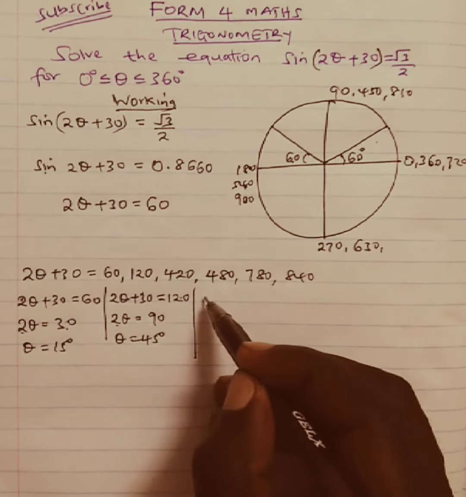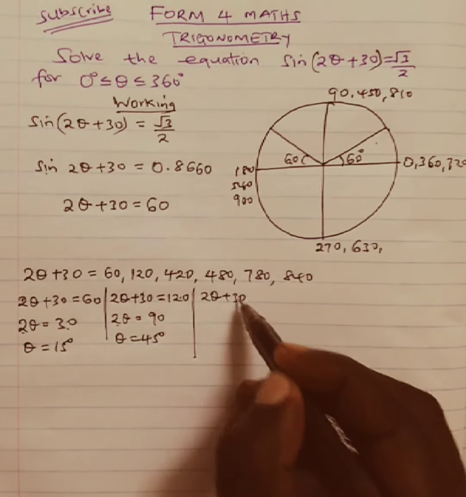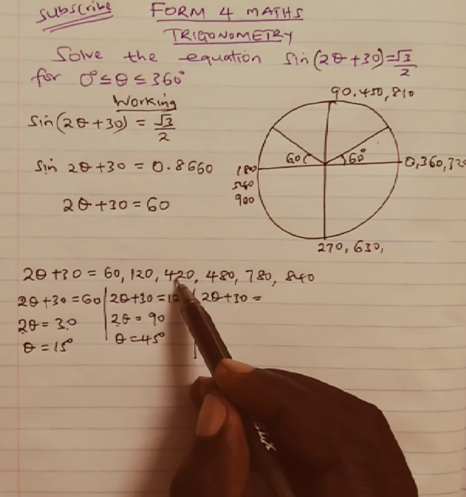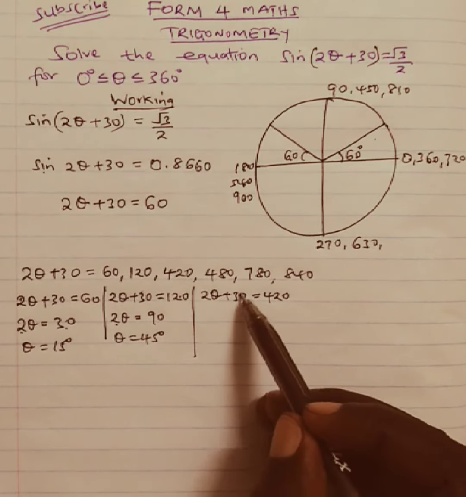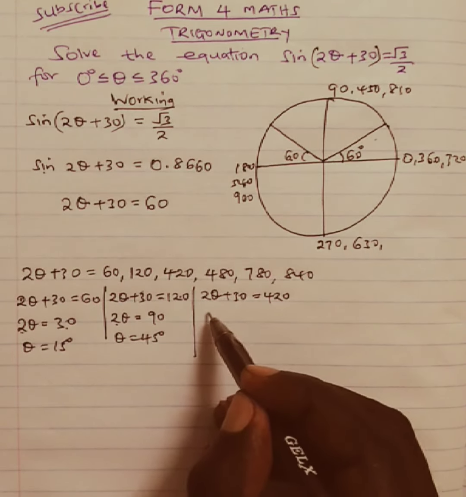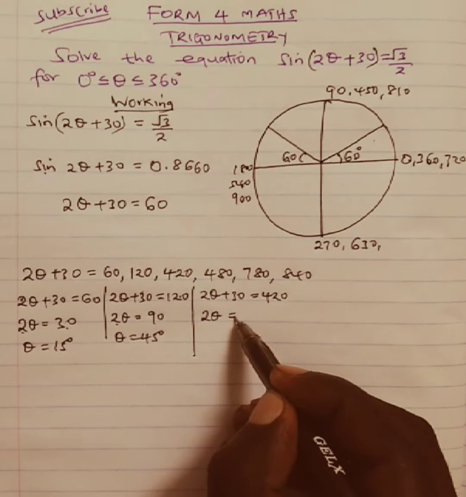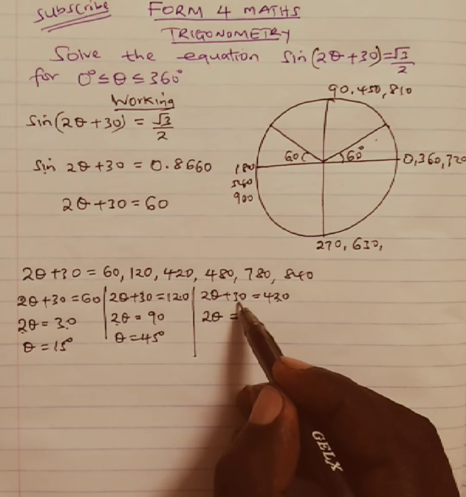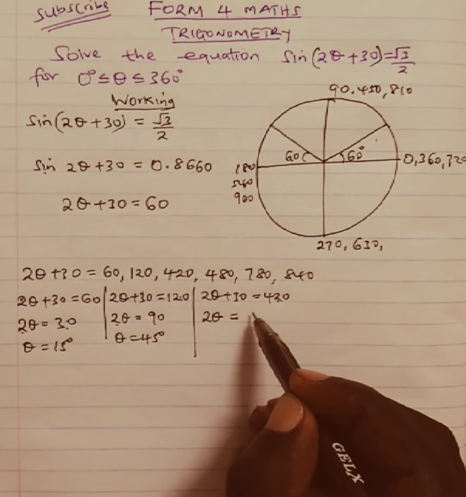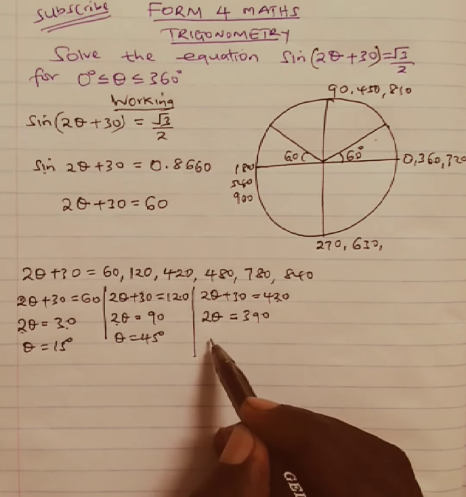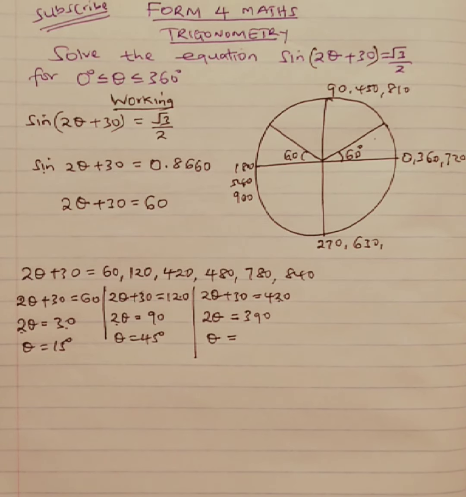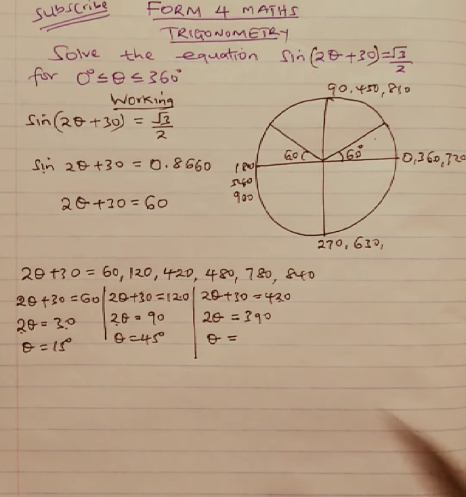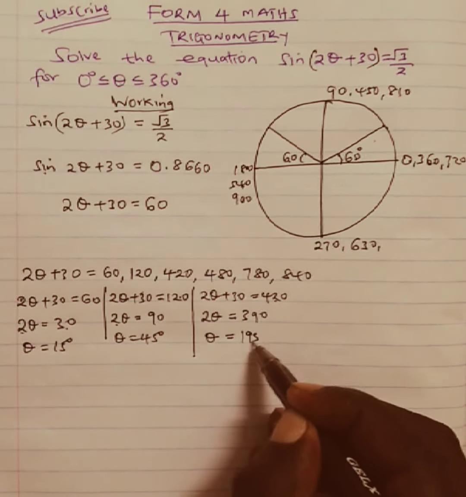Next, we take twice theta plus 30, and this is equal to the next angle, which is 420. If you take 30 to the other side, twice theta is equal to 420 minus 30, which gives us 390. If you divide by 2 on both sides, theta is 390 divided by 2, which gives us 195 degrees.